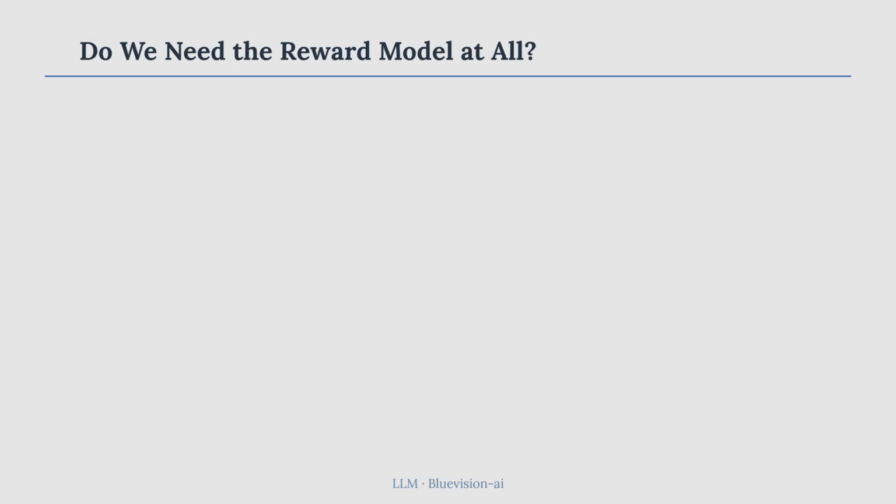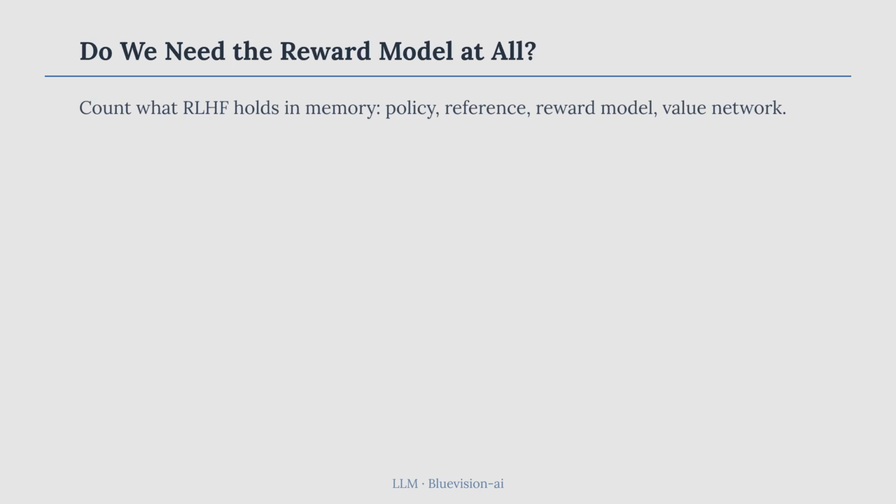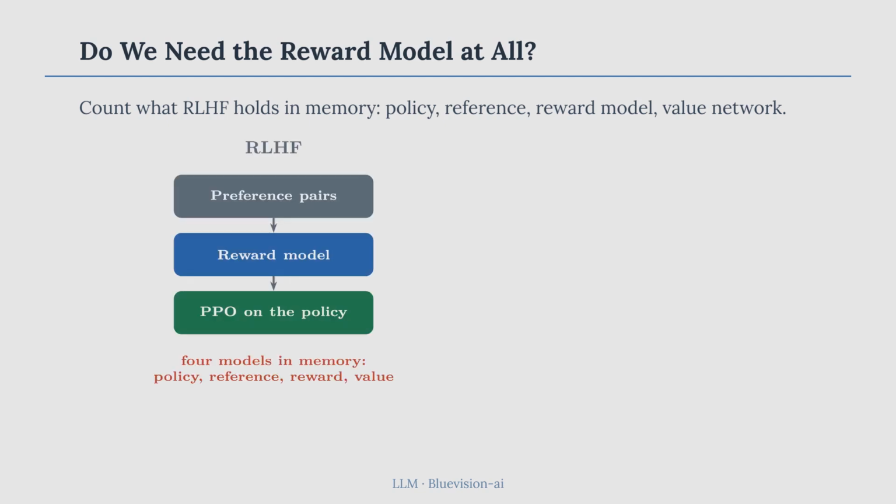Not is it right, but is it doing more work than it needs to? Count what's in GPU memory during that loop. The policy you're training, a frozen reference for the KL term, the reward model, and PPO carries a value network too. 4 networks to convert a pile of preference pairs into a gradient. Here's the whole thing drawn out for you. Pairs go in, a reward model gets trained, PPO optimizes against it.